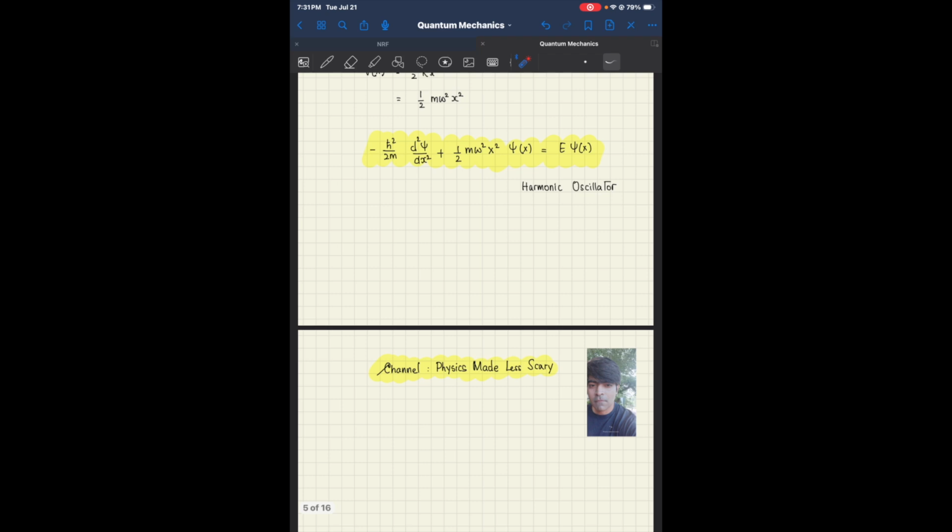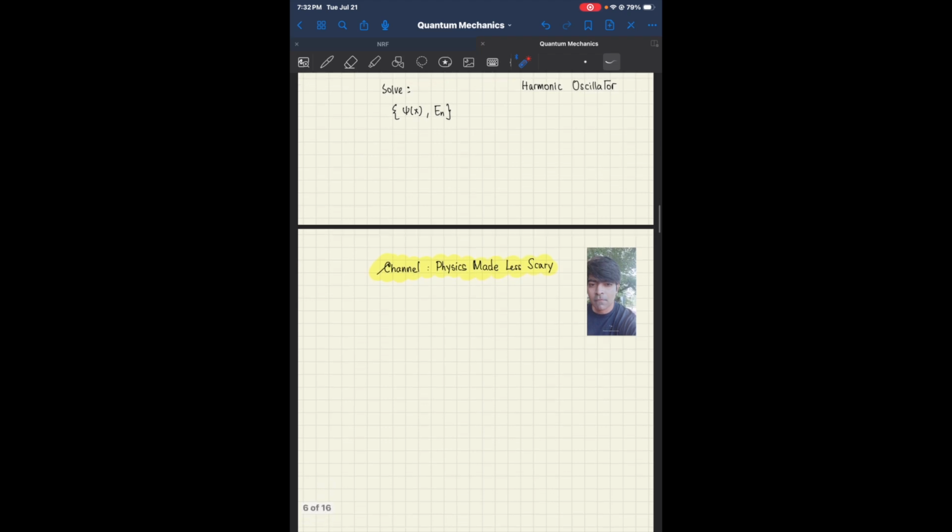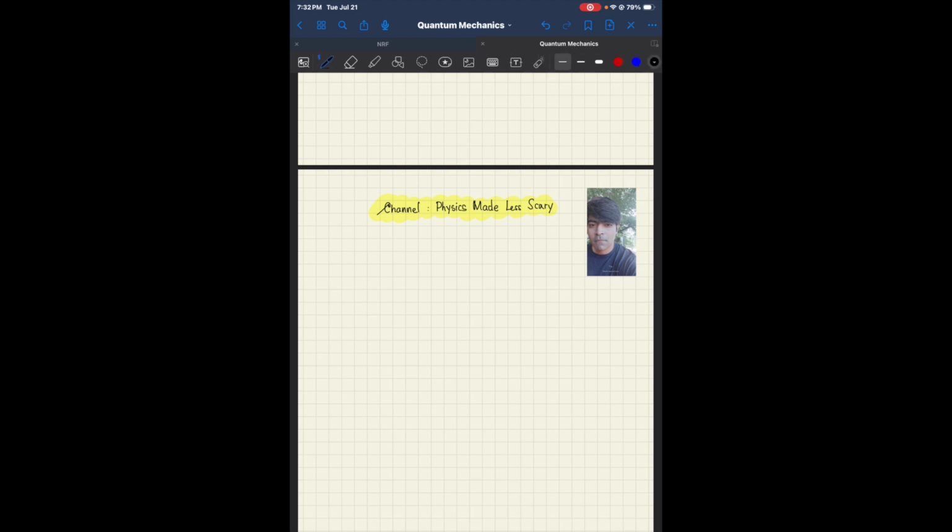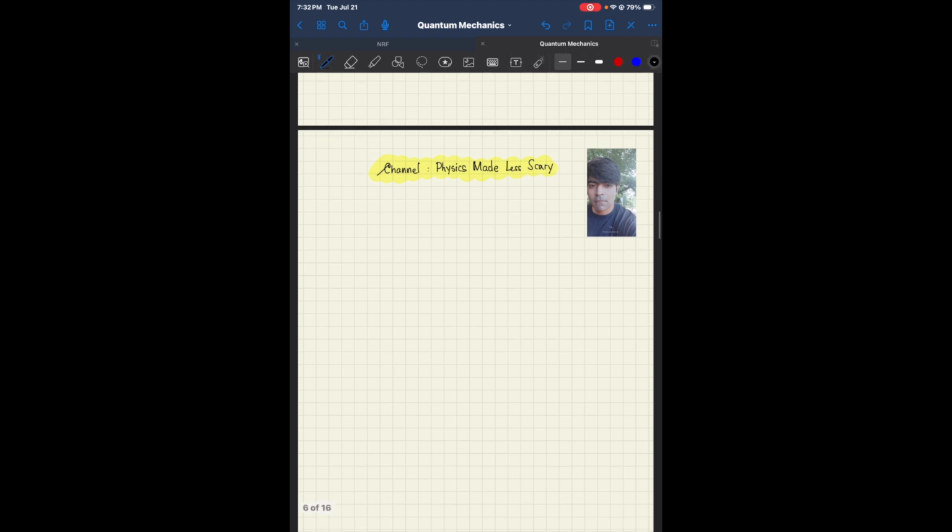Okay, so let's try and solve for this. What I need is to figure out psi of x, and I need to figure out E_n. So this is the goal. So how do I go about it? Well, you see, this is second order in your derivatives. So maybe some of you are thinking, why can't I factorize it? If you are thinking that, then you are already on the right track. The smart way of solving it is to try and factorize it.